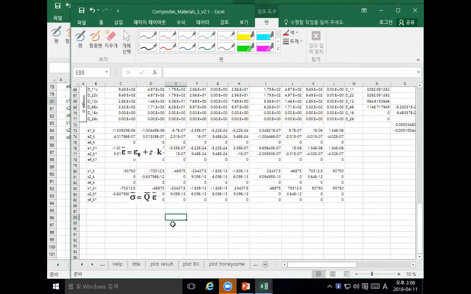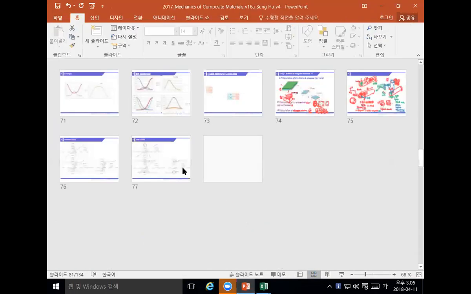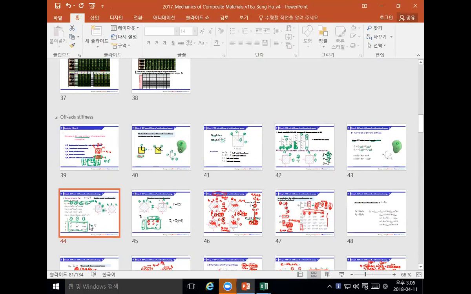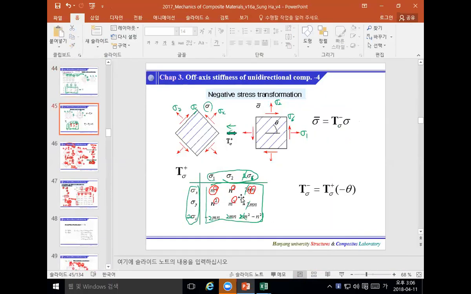Come here, we would like to convert or transform off-axis to on-axis, and this is a T. What is a T? Do we have a T? Yes, we do. We have a transformation of the stress, which we already defined here. Say we have an off-axis stress here, off-axis to on-axis, and this is the other way, reverse, on-axis to off-axis.